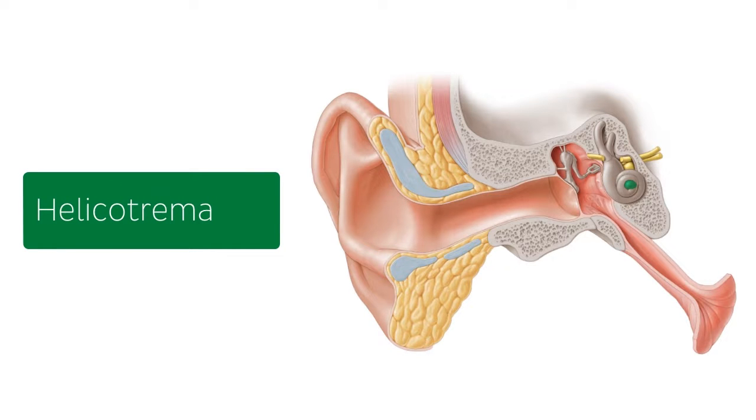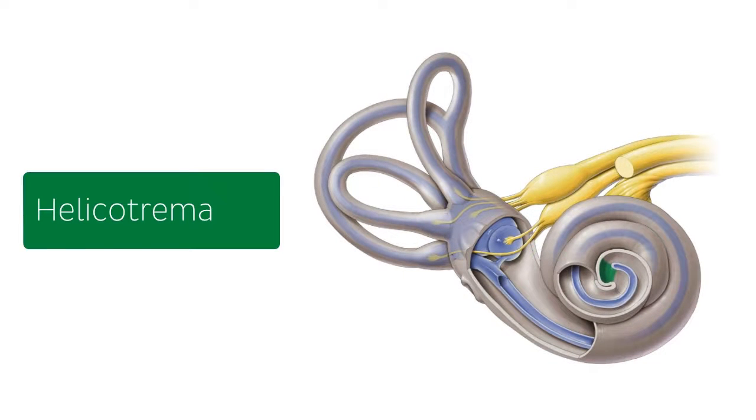We can see the helicotrema more clearly in the next image. The presence of this structure is a result of the termination of the cochlear duct before it reaches the apex of the cochlea. Hair cells situated near the helicotrema can best detect low-frequency sound.